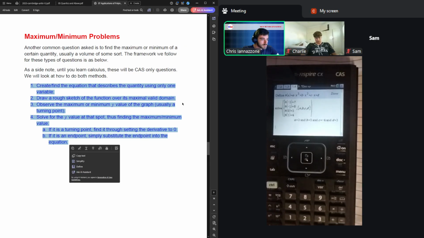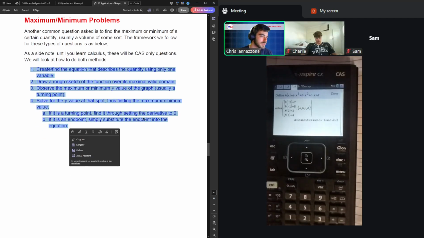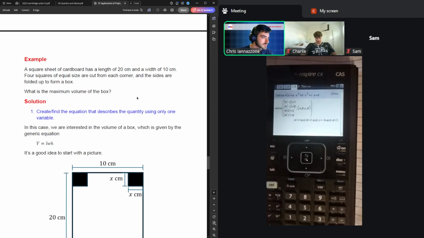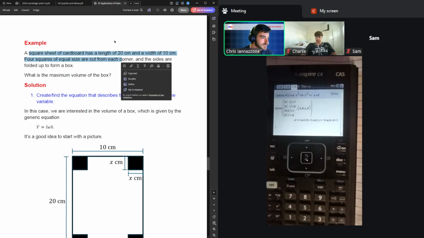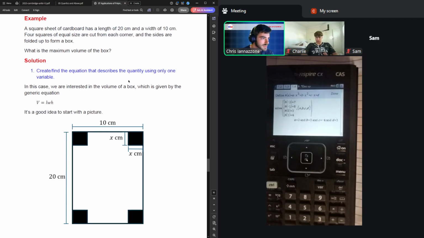You could work with any function on this, but the vast majority of the time it's going to be some sort of polynomial, usually a cubic or a quadratic. Quadratics, you'll typically be doing area stuff. Cubics, you'll typically be doing volume stuff. So here's one of our examples. We've got a square sheet of cardboard, has a certain set of dimensions, and we're folding it up into a box. In this case, we're told to find the maximum volume of the box.